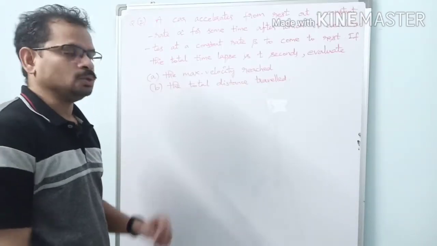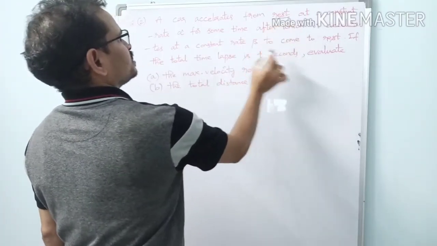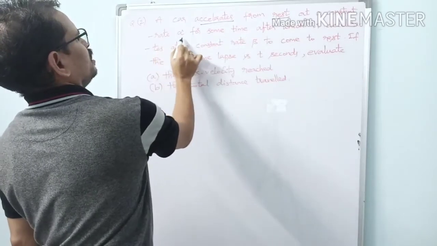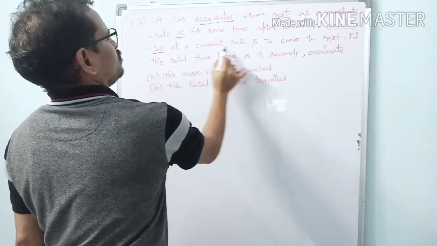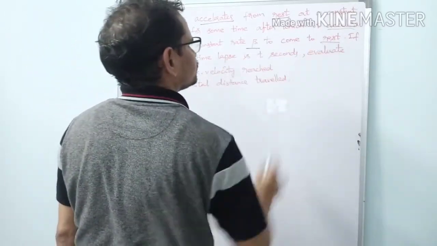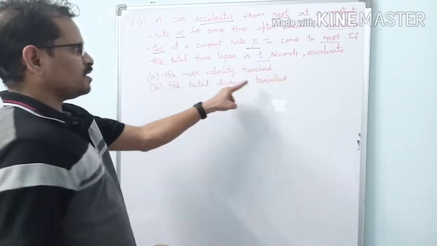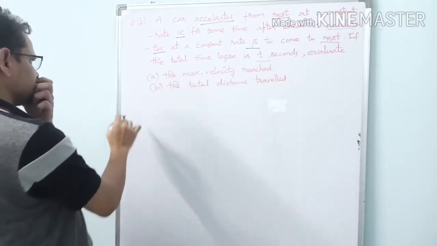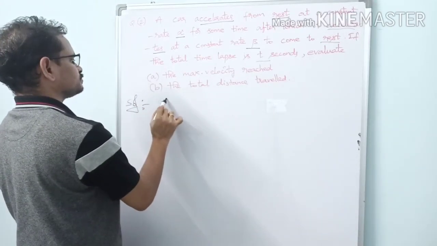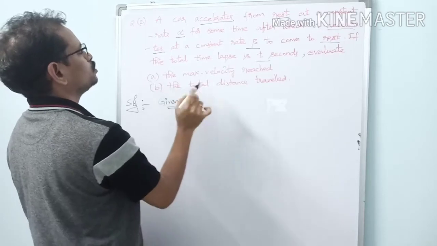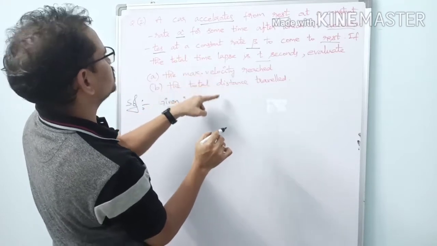See next question, question number 2. A car accelerates from rest at a constant rate alpha for some time, after which it decelerates at a constant rate beta to come to rest. If the total time lapse is t seconds, evaluate the maximum velocity reached and the total distance traveled. So let us check this one. So what are given? A car accelerates from rest at a constant rate alpha for some time, after which it decelerates at a constant rate.